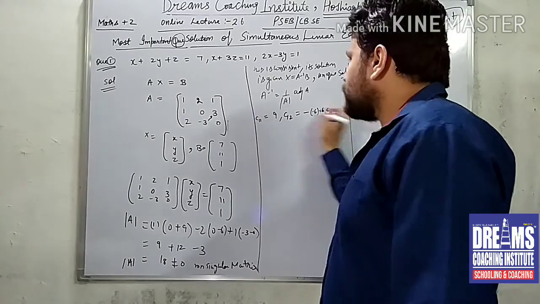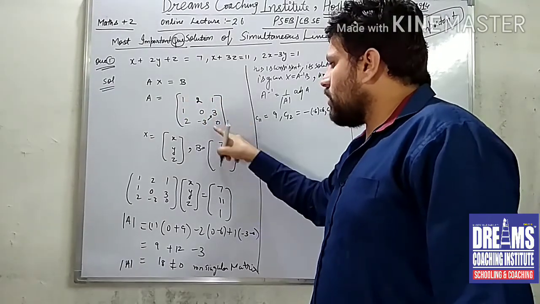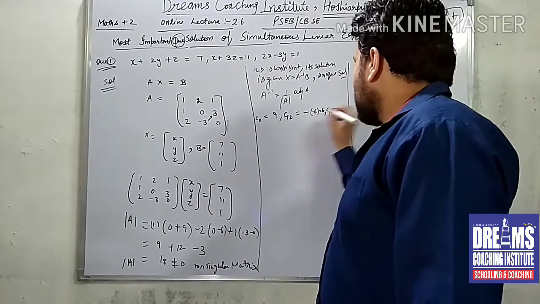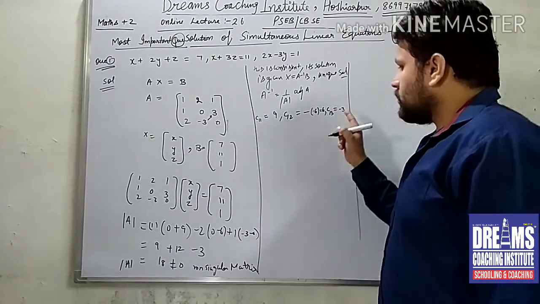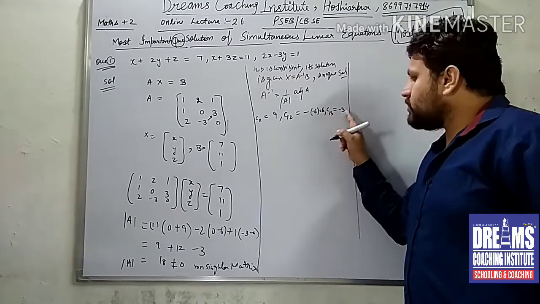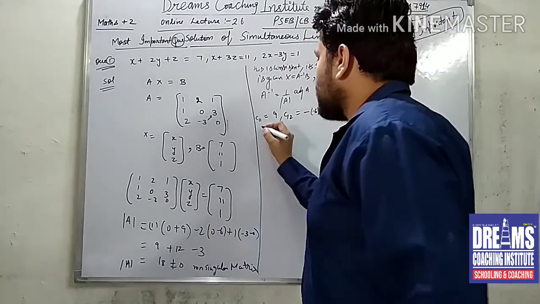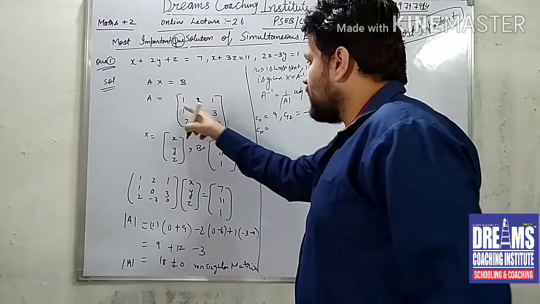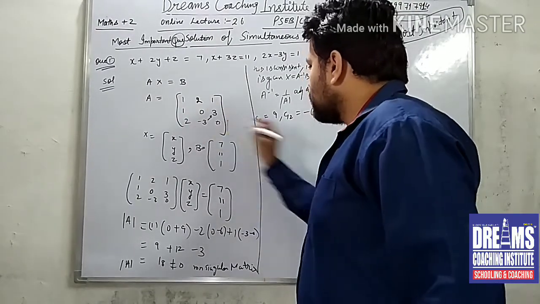So C13, first row third column, this is minus 3 and 2 into 0 is 0. So this is taken as minus 3, 1 plus 3 is 4, even. So this is taken with the same sign. So now C21. C21 is this. Leave this row and column. 2 into 0, 0.